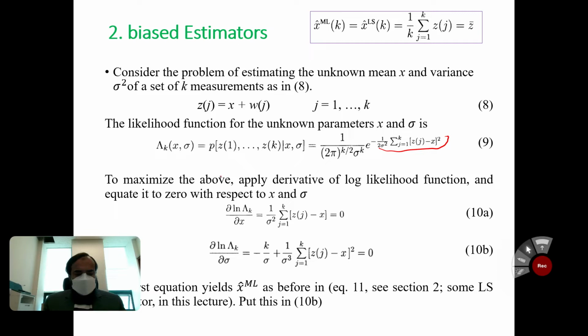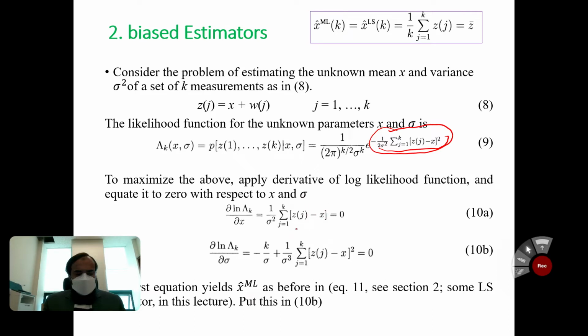To maximize the above equation, apply the derivative of the log likelihood function. We apply the logarithm and the derivative on both sides, so that the power will become the base of the equation, and we can apply the derivative to this power. We can ignore the exponent since we have the logarithm. This equation will become this after applying the derivative with the logarithm on the right hand side.